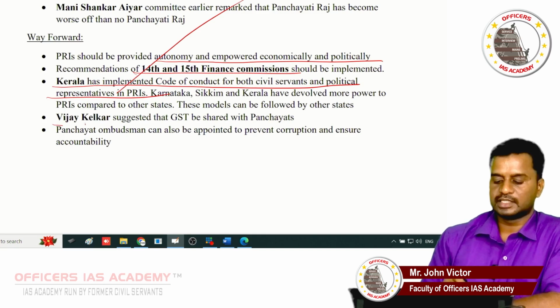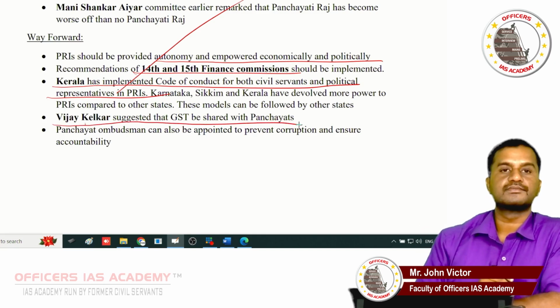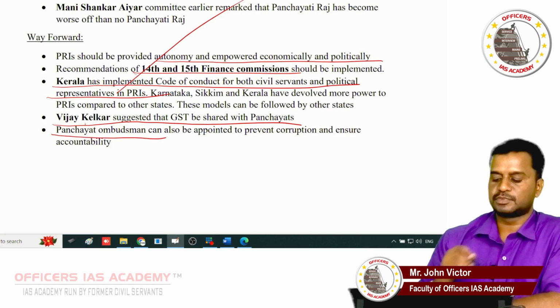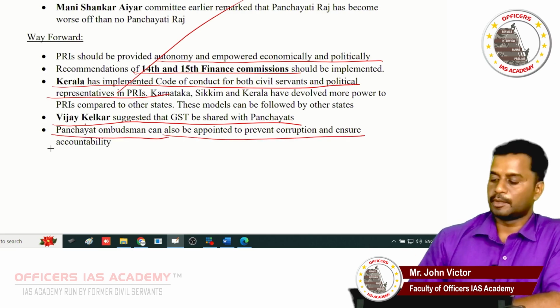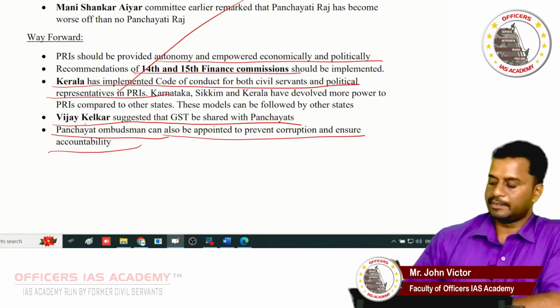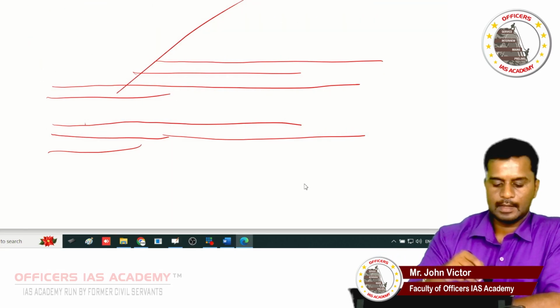Vijay Kelkar suggested that GST be shared with Panchayats. It is also prudent to establish a Panchayat Ombudsman who can prevent corruption and ensure accountability at the lowest level of administration in India.